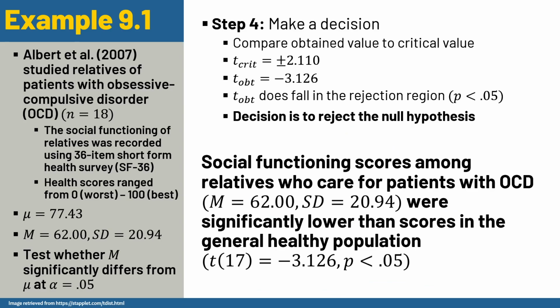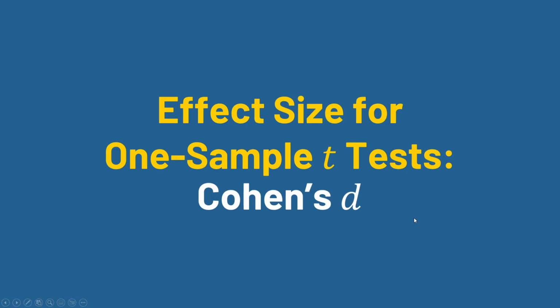And so in other words, we could say that according to this hypothesis test, social functioning scores among relatives who care for patients with OCD were significantly lower than scores in the general healthy population. And that's how we report all of our statistics.